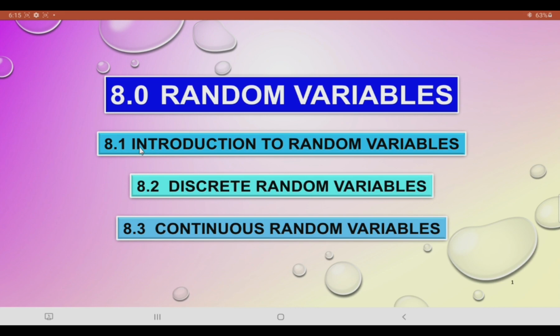In this chapter there are 3 subtopics: 8.1 Introduction to random variables, 8.2 Discrete random variables and 8.3 Continuous random variables.